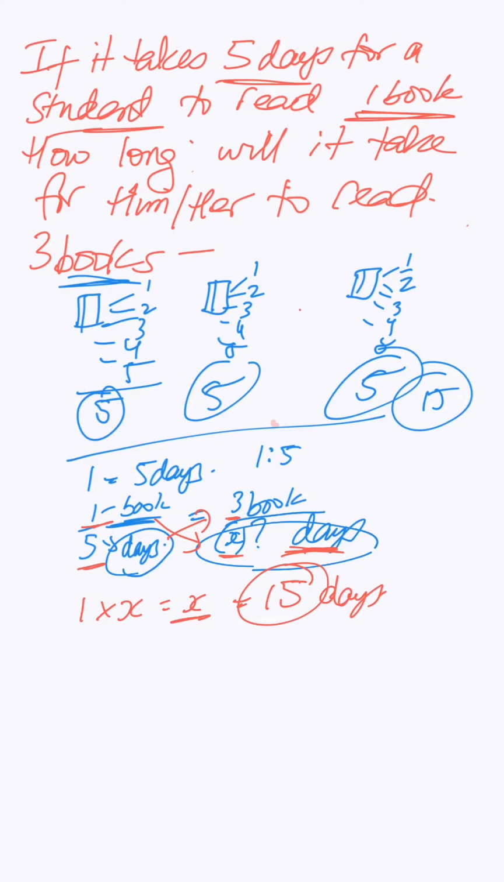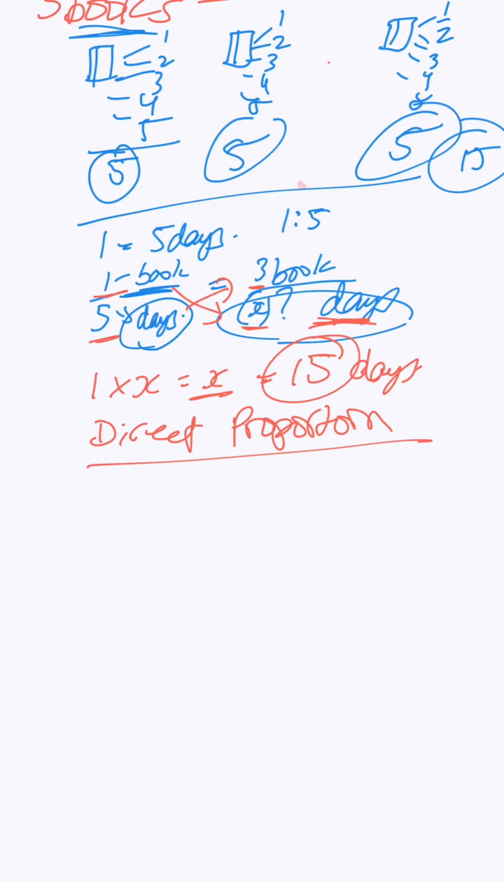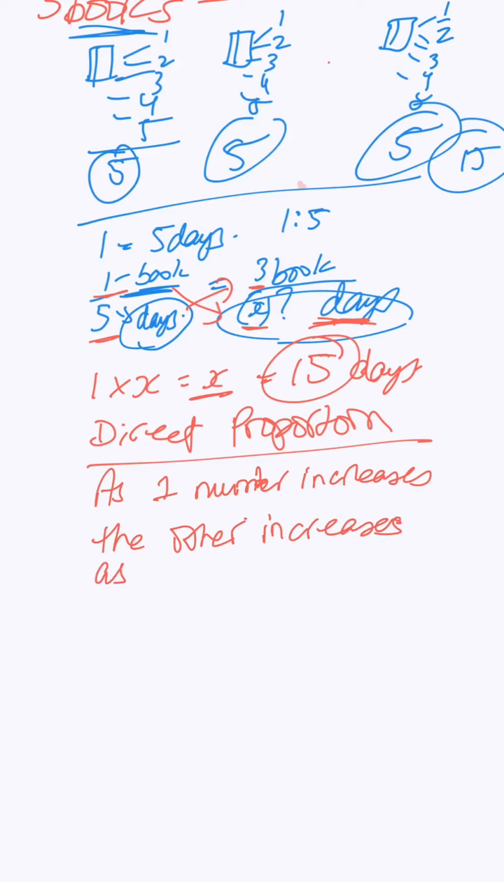This is an example of direct proportion. So essentially, as one number increases, the other increases as well, basically by the same amount. So the other one will increase by the same percentage, and as one decreases, the other will decrease by the same exact amount.